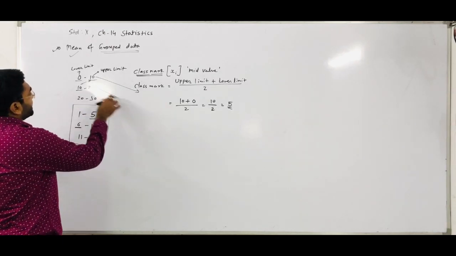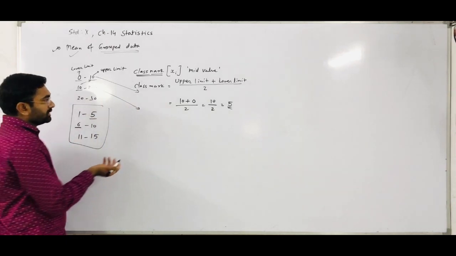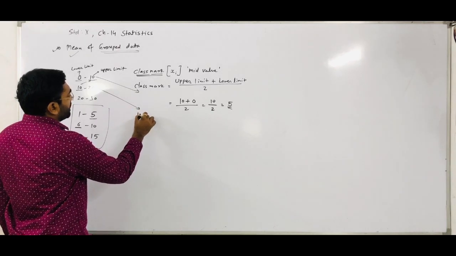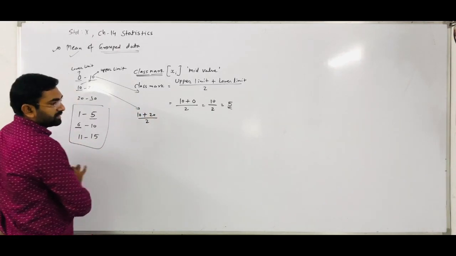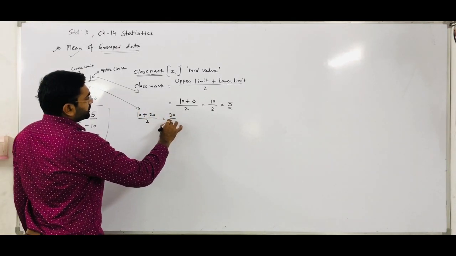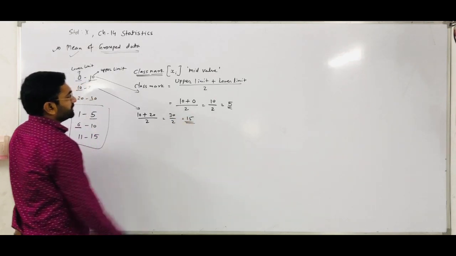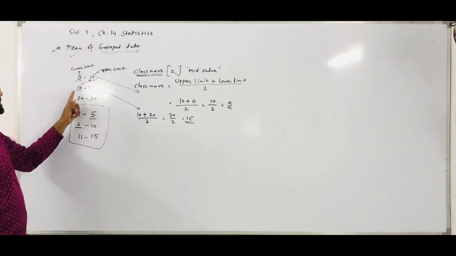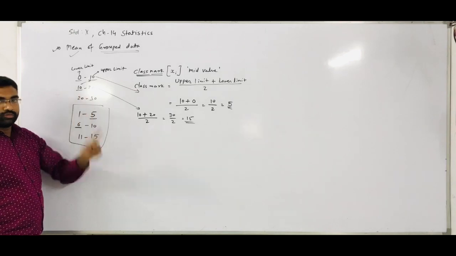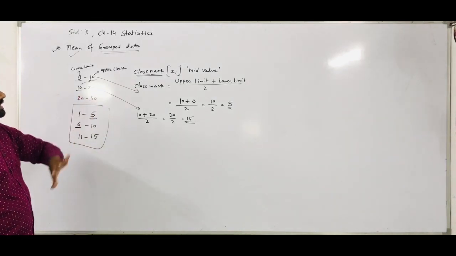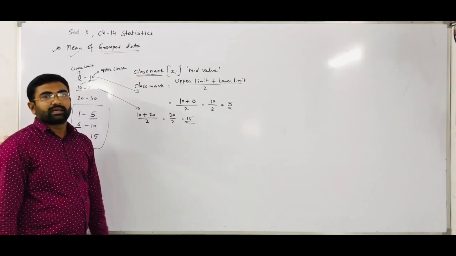Suppose you want to find out that class mean value or class mark. It is very simple. What you have to do? Lower limit plus upper limit divided by 2. So we get 30 by 2, so we get 15. So 15 is the class mark of the given class 10 to 20. Okay, so I hope you now understand how we can find the class mark.